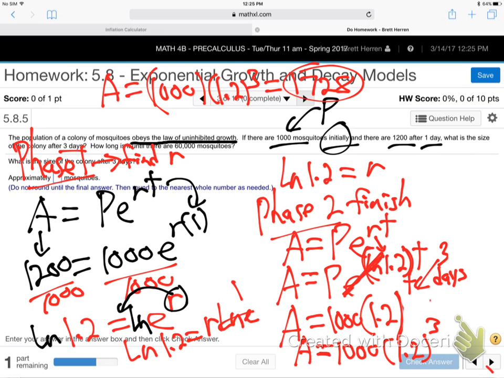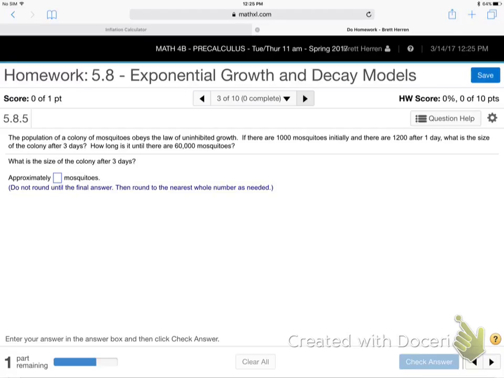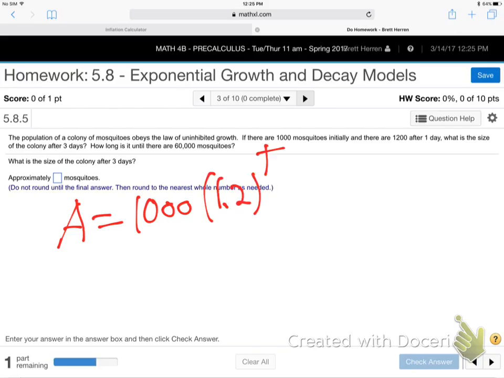Now, if you got that copy down, let's do the last part of this question. Then I'd like to do one more if we can. So what do we have? A equals 1,000 times 1.2 to the t, right? So once you have that formula, just keep using it for all the rest of the questions. Does that make sense? Once you've got that phase 2 formula, you just keep using it.